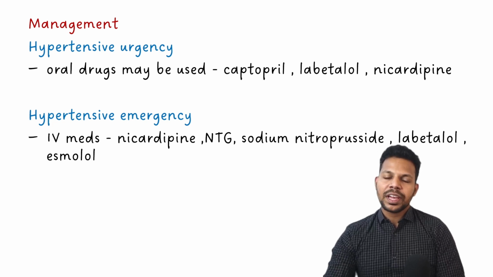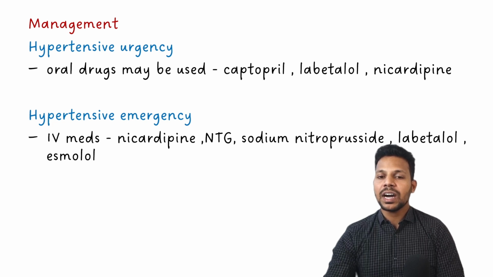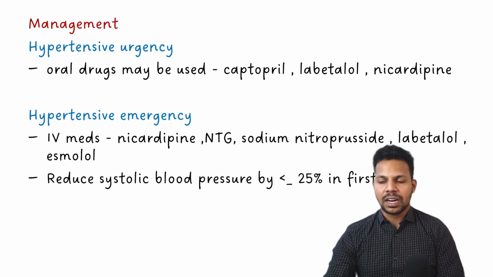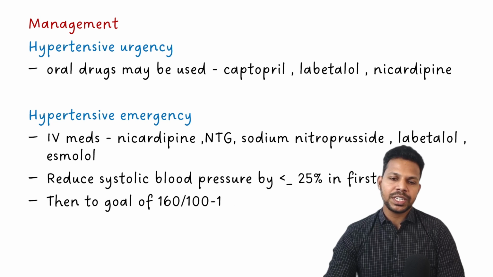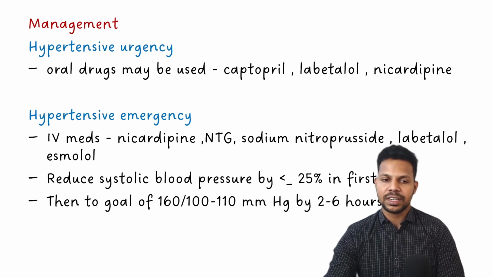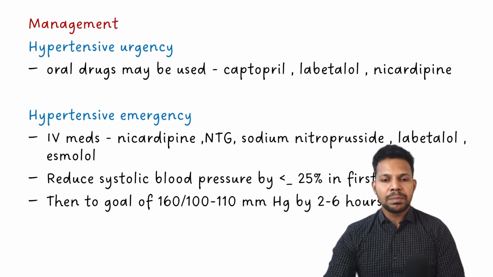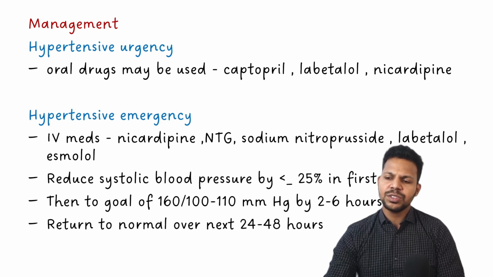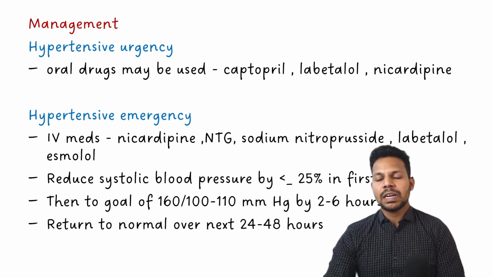Our primary goal in most of the hypertensive emergencies is to reduce the systolic blood pressure or the mean arterial blood pressure by no more than 20 to 25% in the first hour. Okay, don't reduce more than 25% in the first hour. And the goal of 160 by 110 millimeters of mercury should be reached in the next 2 to 6 hours, and eventually bring the blood pressure to normal over the next 24 to 48 hours. This is the usual advice for generally any case of hypertensive emergency, but let's look at the exceptions.